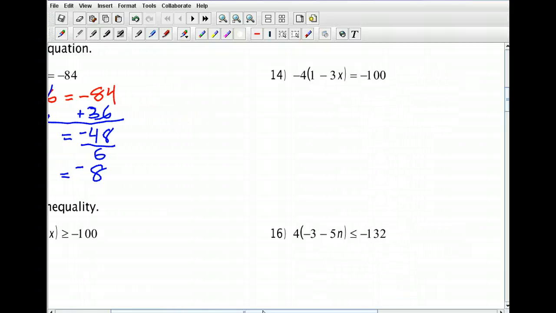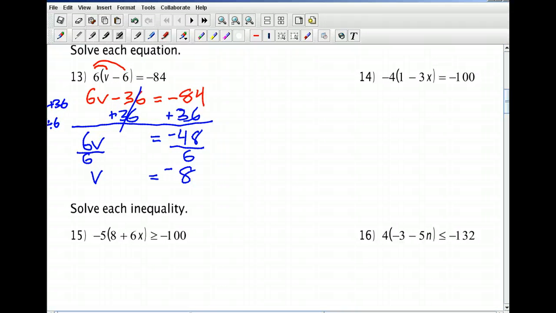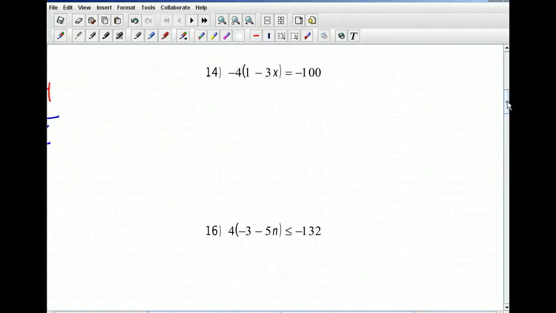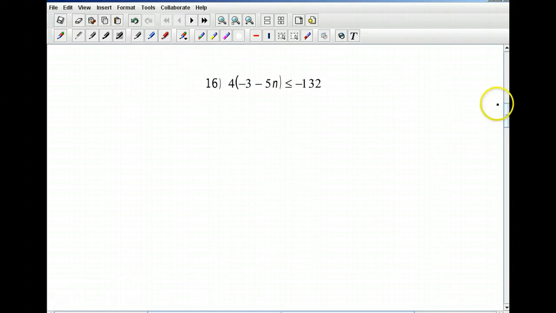Let's do 16 next. Make sure you have that written down. Oops. 16. Same idea. What does that equal? Write it down. And what does this equal? Write it down. See what you get. Okay, now check. Do you have this? Is this what you have? Check.